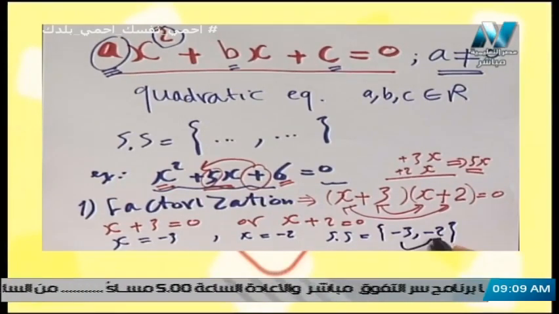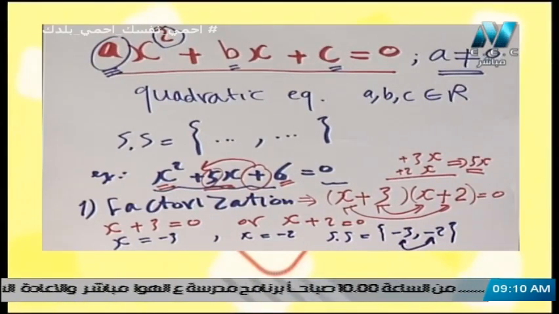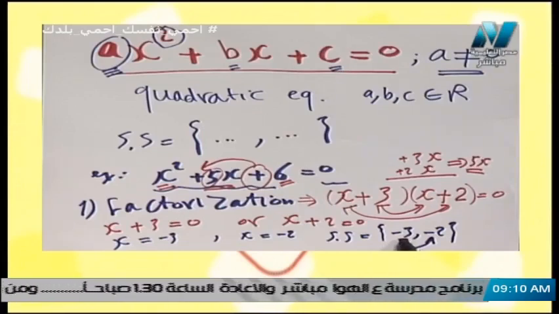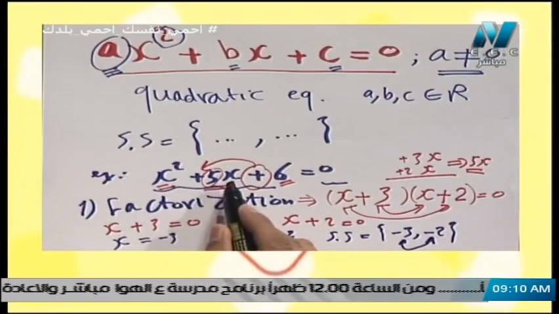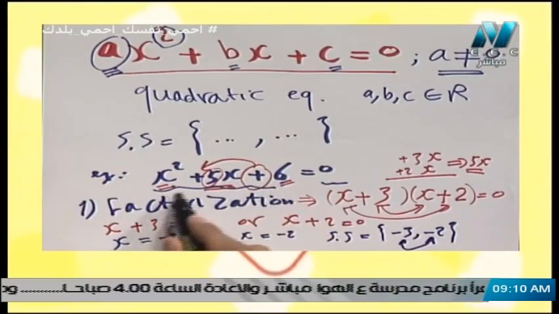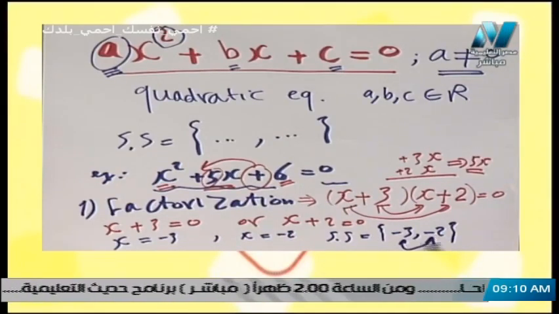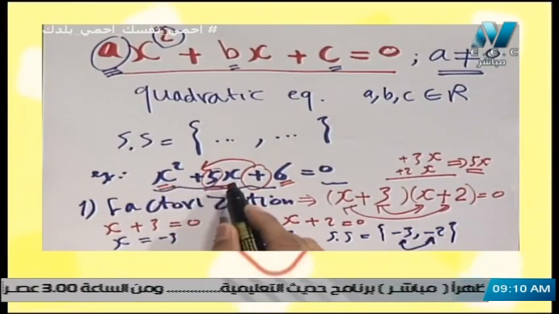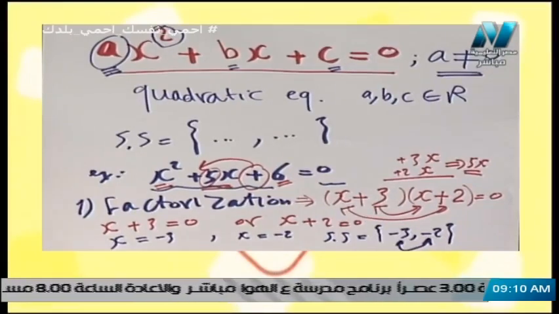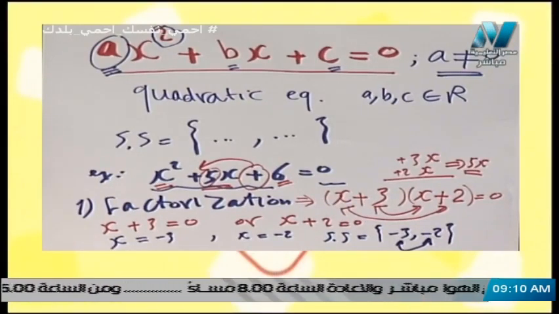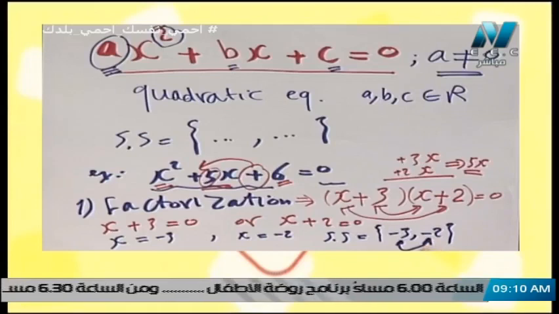So we have two solutions here, negative 3 and negative 2. To be sure that the solution is right, we substitute x by negative 3: negative 3 power 2 plus 5 multiplied by negative 3 plus 6, and the answer of course is 0. And if we substitute negative 2: negative 2 power 2 plus 5 multiplied by negative 2 plus 6, the answer of course equals 0. So the solution set of this quadratic equation is the set of negative 3 and negative 2.